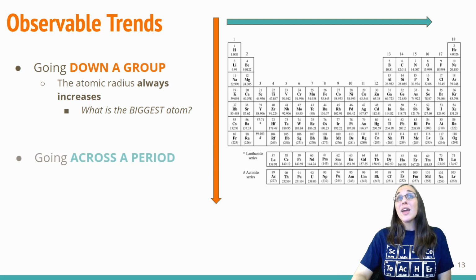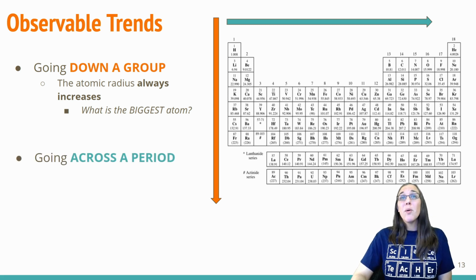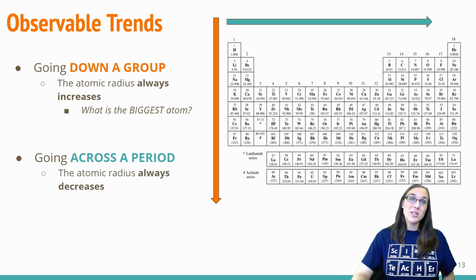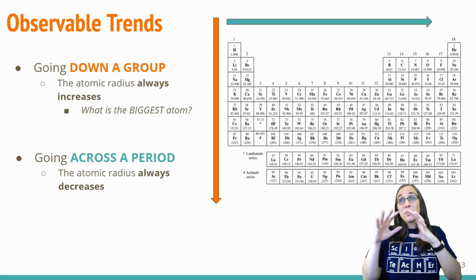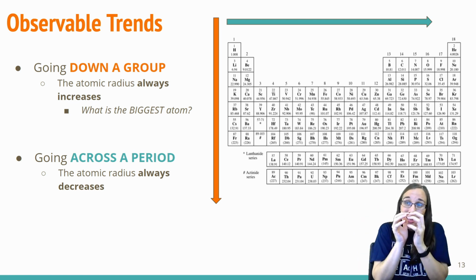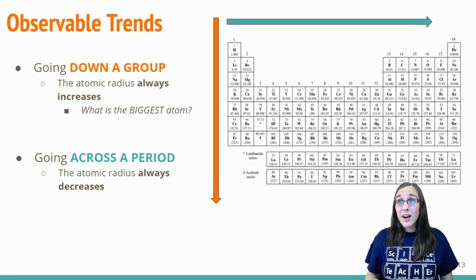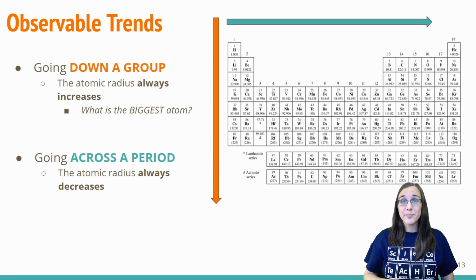If we go across a period or across a level, what we see is that the atomic radius will always decrease. In other words, you get a smaller and smaller atom, meaning the electrons aren't spread out as far around the nucleus. So it's a tighter knit electron cloud. The atomic radius will get smaller as you go from left to right across the periodic table.